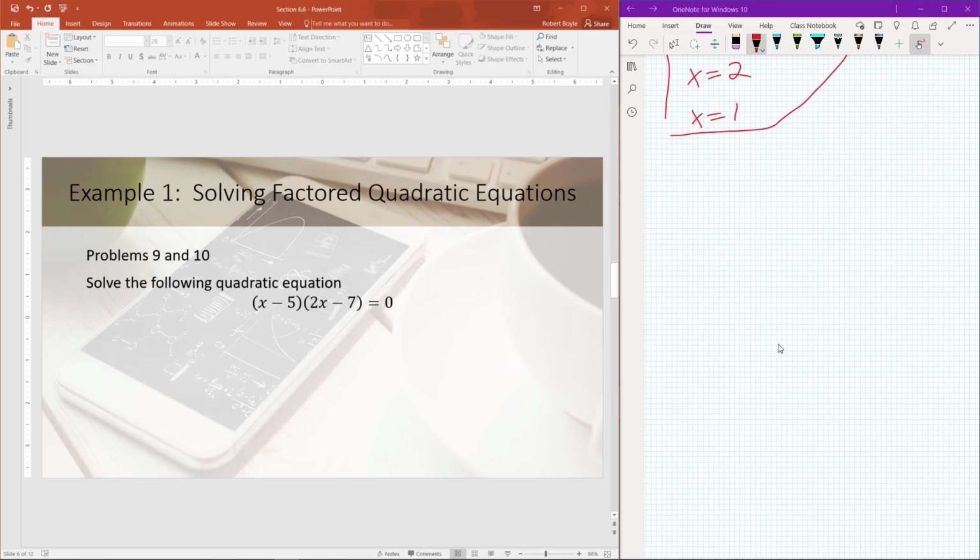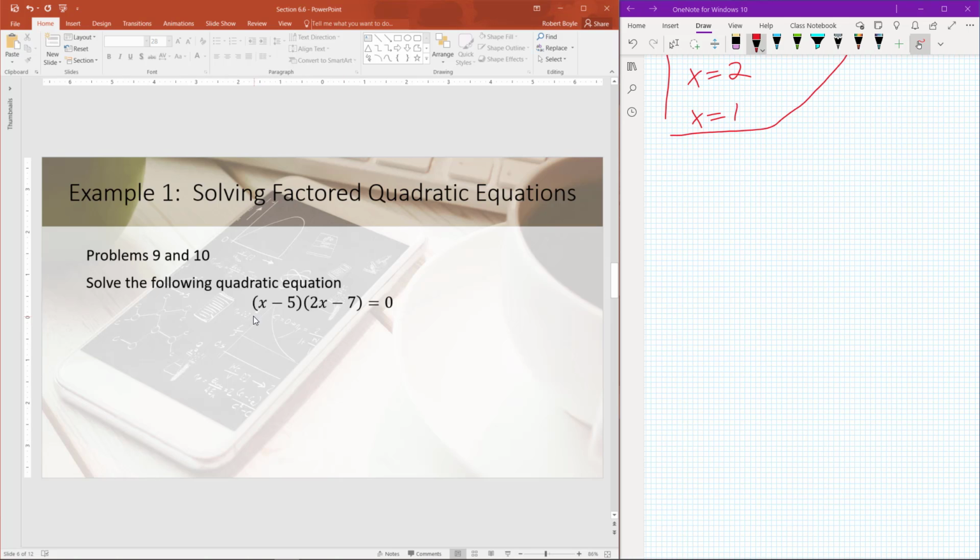So here is example 1, and actually, as you can see, problems 9 and 10 are just like example 1. Okay, so here we have the quadratic equation, which has been factored. This is a quadratic equation in what we would call factored form. And it is a product of x minus 5 times 2x minus 7 is equal to 0. And we want to solve this quadratic.